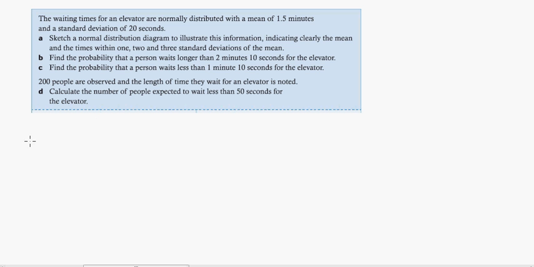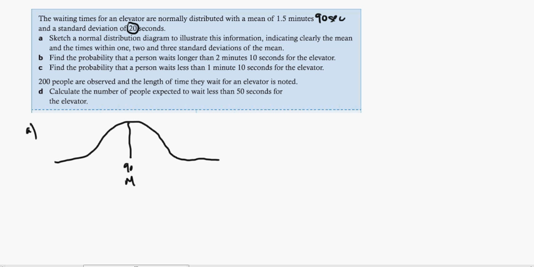First thing I'm going to do is draw a curve. And as we all know, my drawings are horrible, so bear with me. Now, the mean is 1.5 minutes, but the standard deviation is 20 seconds, so I'm just going to change this to seconds. 1.5 minutes would be 90 seconds. So I'm going to start with my mean of 90 seconds. That always goes in the middle.